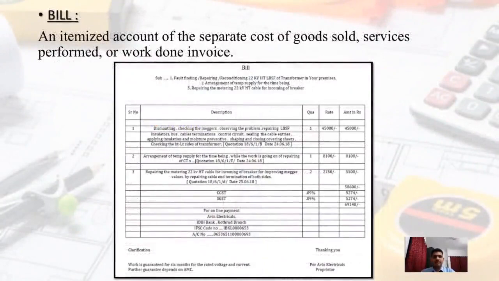In the next slide, we are going to see and get some information about the bill. So what is a bill? It tells us that it is an account of separate cost of goods sold, services performed, or invoice of work done. Here below I have shared an image of a bill of an electrical contract.